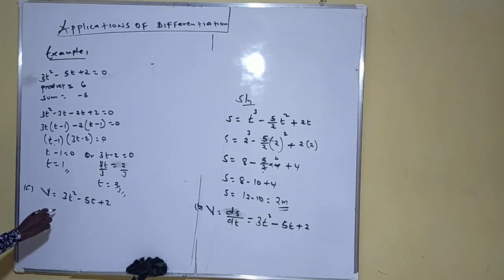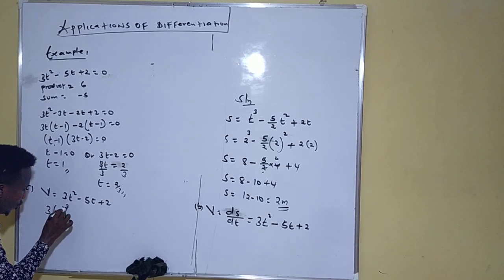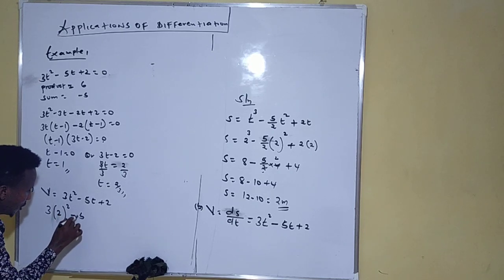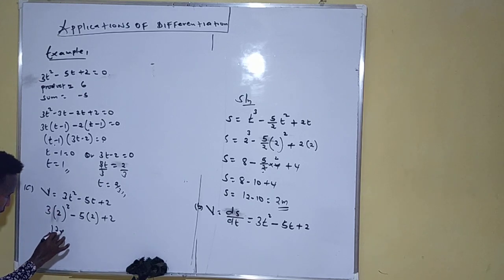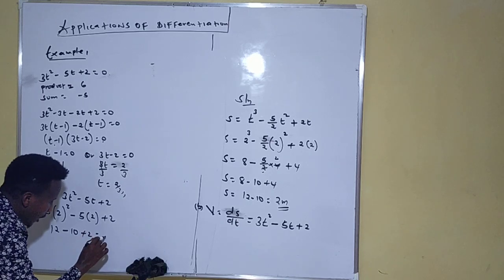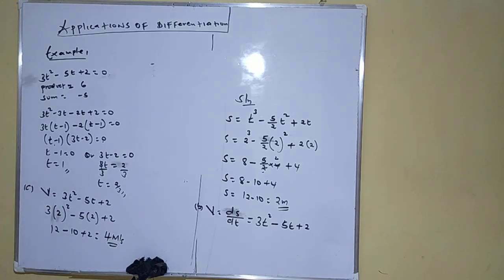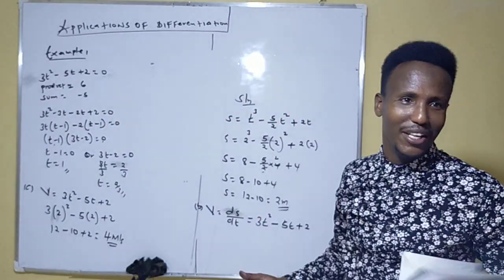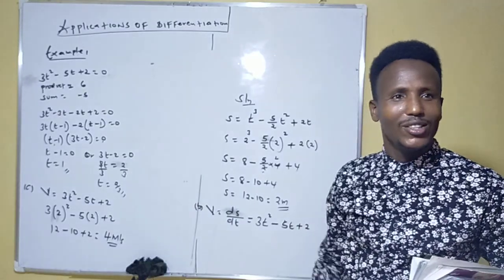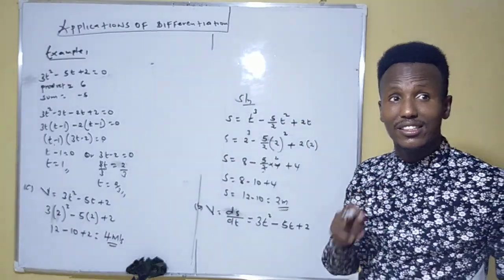So velocity when t is equal to 2, we will substitute here. We say 3 into t squared, remember t is 2, so 2 squared minus 5 into 2 plus 2. So 2 squared is 4 times 3, 12, minus 10 plus 2. That will give me 5 meters per second. That is velocity. When we are talking about velocity, we are talking about speed, guys. Very, very easy. You substitute the value of t there to get the exact value.